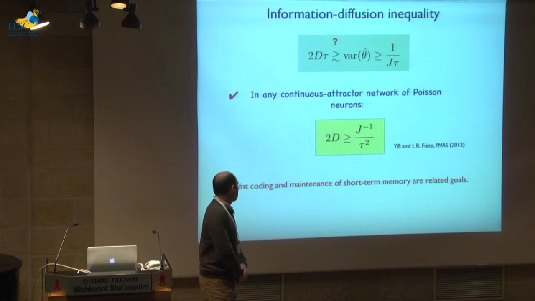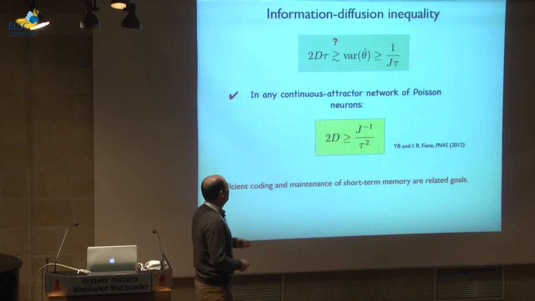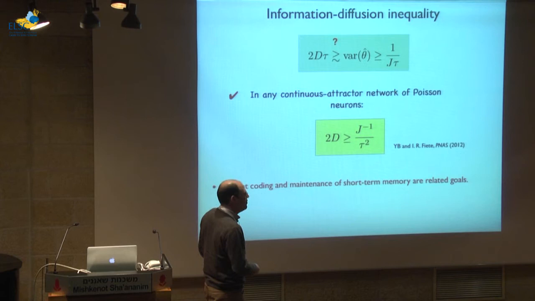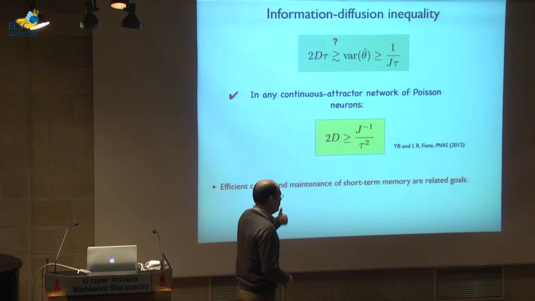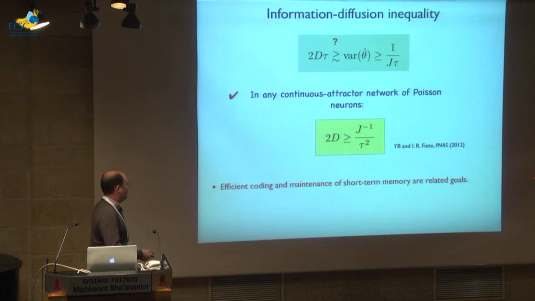One of them is that this tells us that there is a deep relationship between efficient coding and maintenance of memory. In order for the network to maintain the memory, it's preferential to have high information. We're used to thinking about coding as an aspect of the network activity as seen by an external observer. But in order to maintain the memory, the network needs to observe its own state. And therefore, there's a deep relationship between these two aspects. And it's interesting and intriguing to think whether this principle goes beyond the continuous attractor networks that I'm talking with you about today.